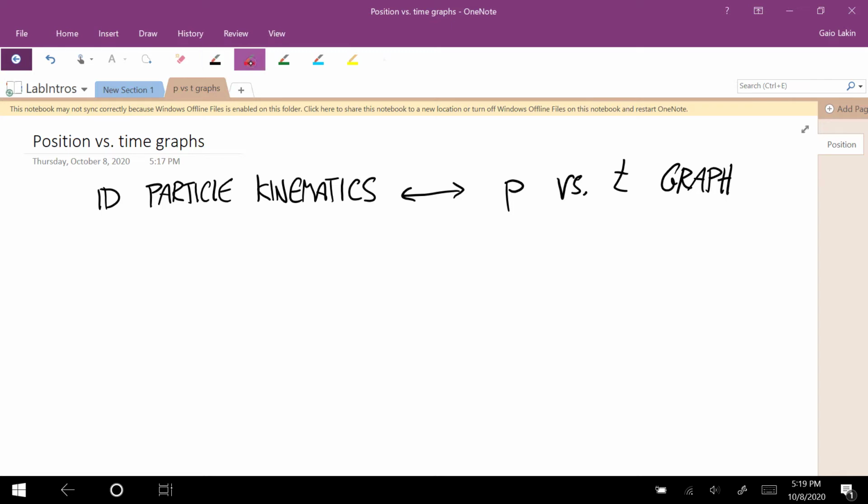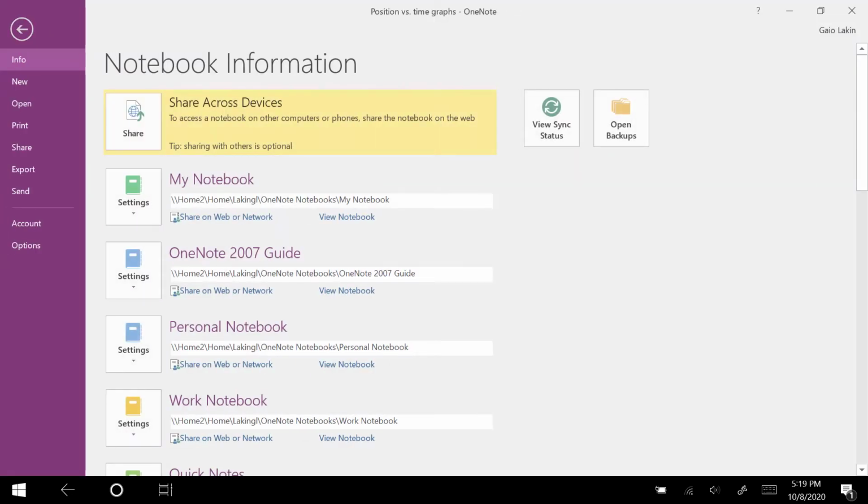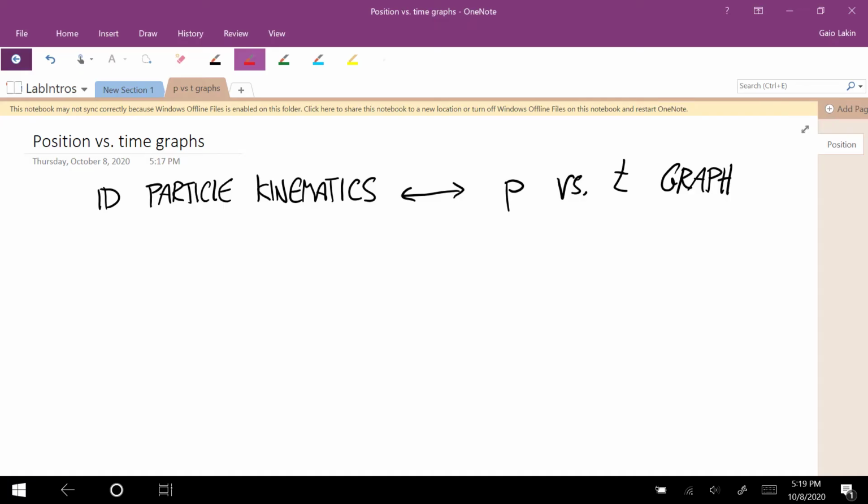It's important to recognize that position versus time graphs are really only used in one-dimensional motion. In two dimensions, you could do it with the components, but you'd have to have multiple graphs. So this is only one-dimensional motion that this is relevant to for the most part.